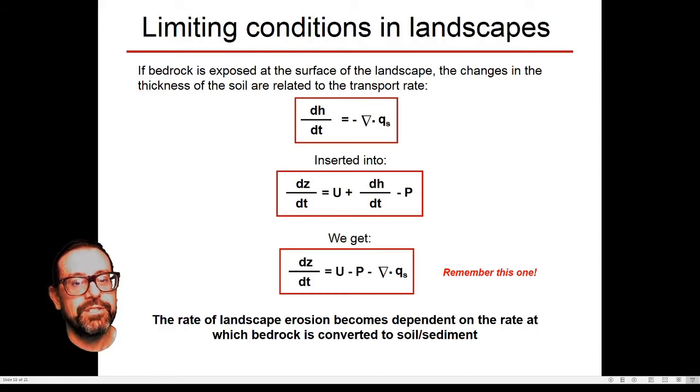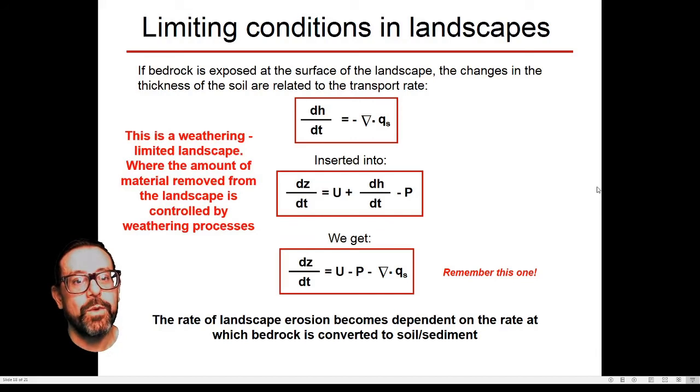And it tells us that the change in landscape elevation with respect to time is equal to the uplift rate of that landscape minus the soil production rate minus this soil flux divergence, or this sediment flux divergence, the change in sediment flux across the landscape in 3 dimensions. And here, the rate of landscape erosion becomes dependent on the rate at which bedrock is converted to either soil or sediment. And we refer to this as being a weathering limited landscape, that is where the amount of material removed from the landscape is ultimately controlled by weathering processes.